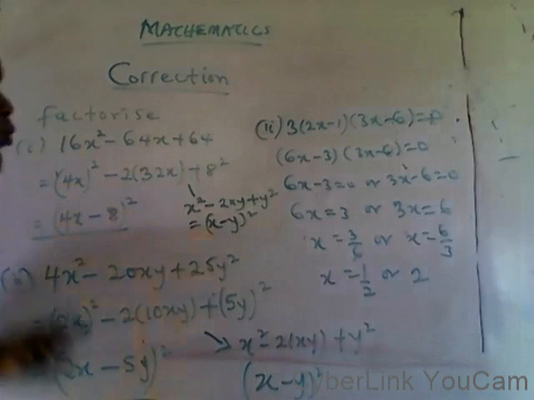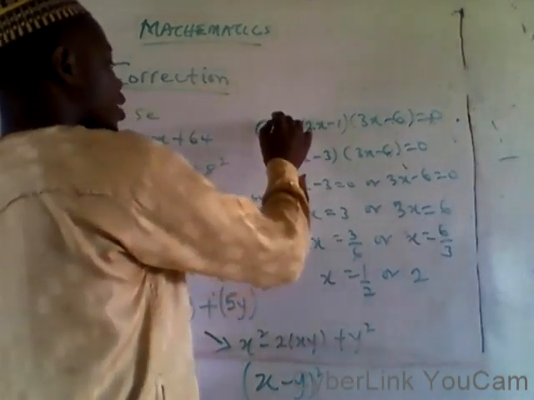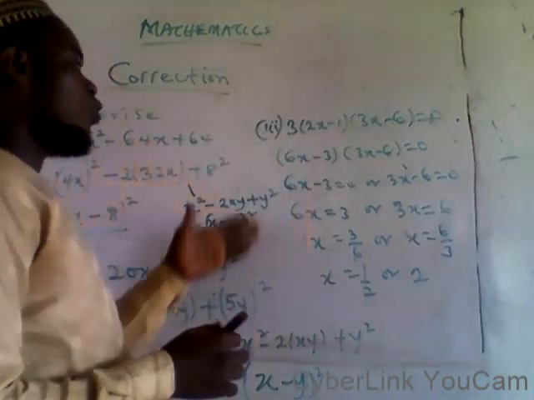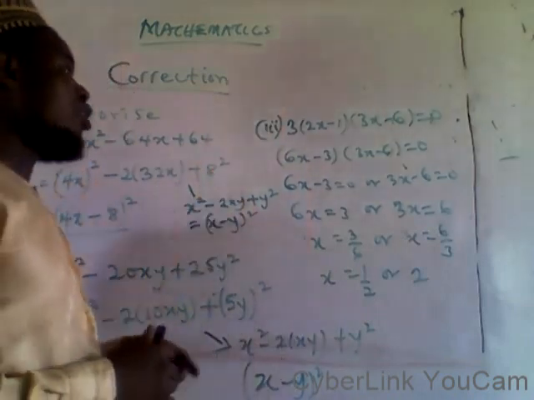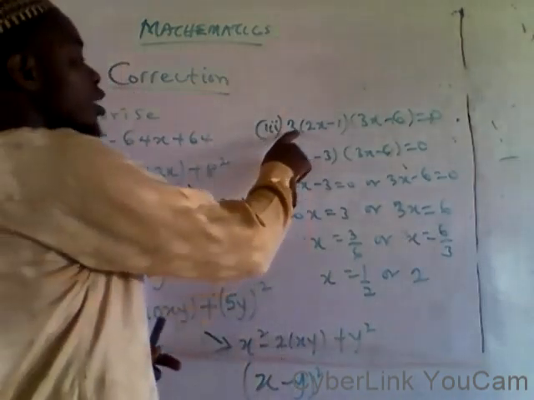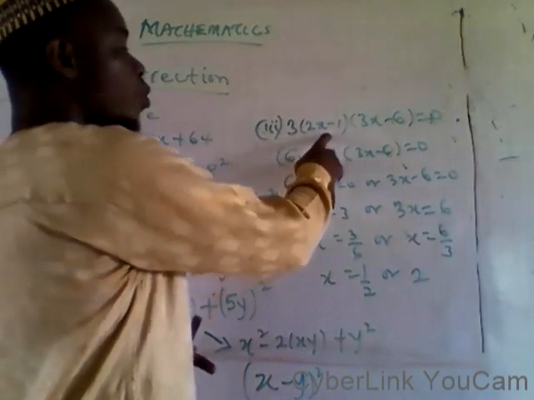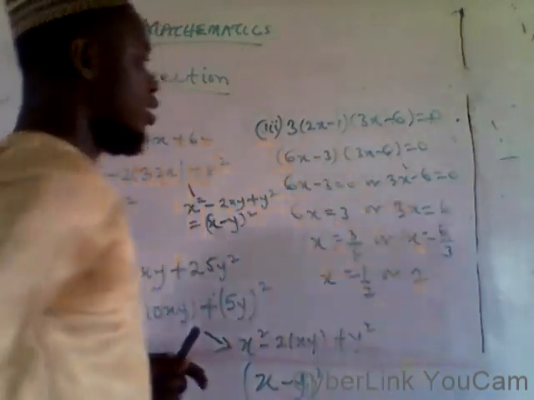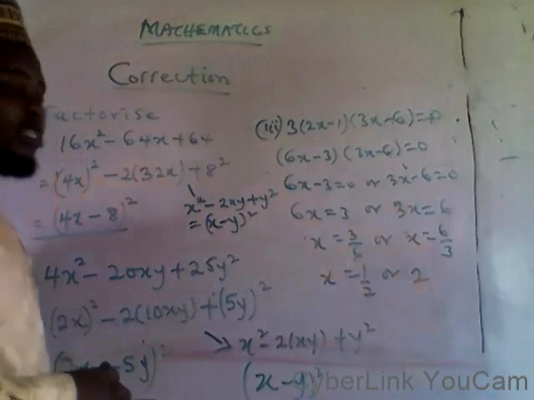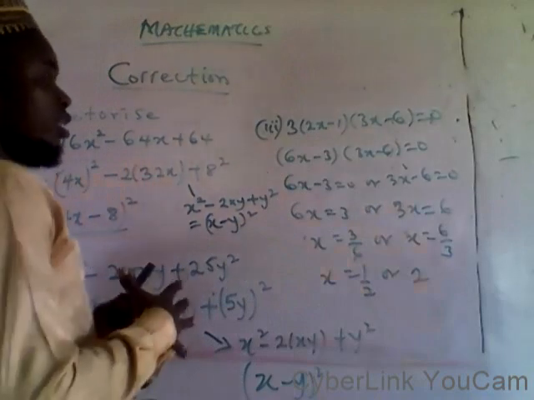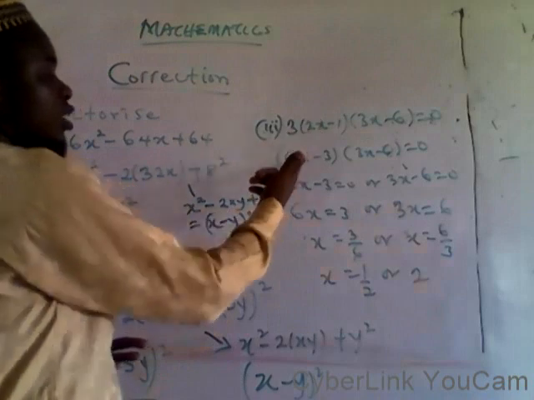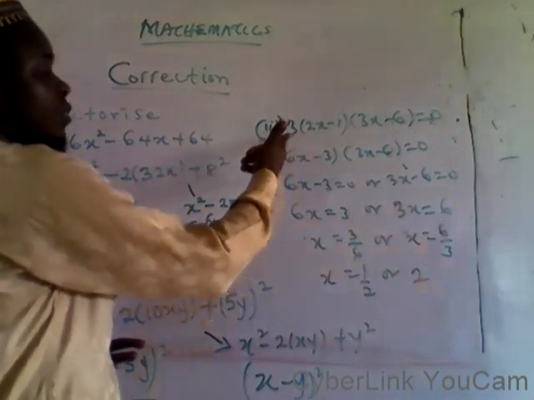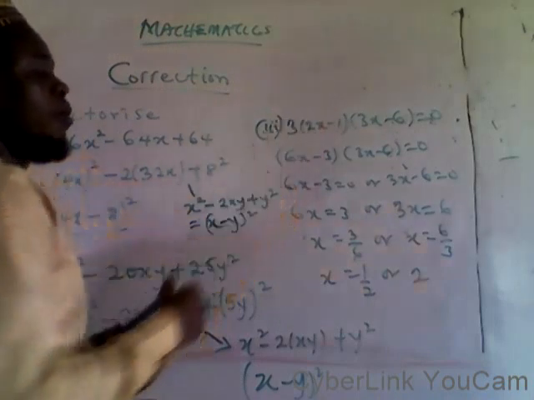Now the next one, that is number 3. What do you have there? This one is now a quadratic equation, and you have to solve it. So how do you solve it? You have 3 into bracket 2x minus 1, and 3x minus 6, then everything equals 0. So how do you solve it? You can open the bracket like this. 3 multiplied by 2, that is 6x, and 3 multiplied by minus 1, that is your minus 3.